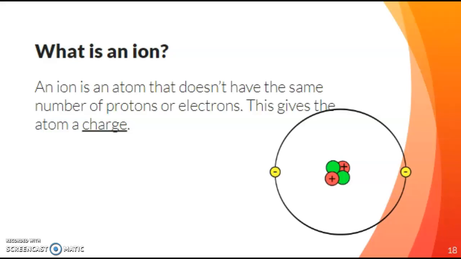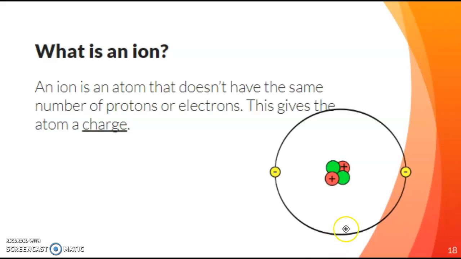So when that's not true, the atom becomes an ion. An ion is simply an atom that doesn't have the same number of protons and electrons. And this means the atom has a charge. Now, what do I mean by that? Let's take a look at our example of helium before, okay?